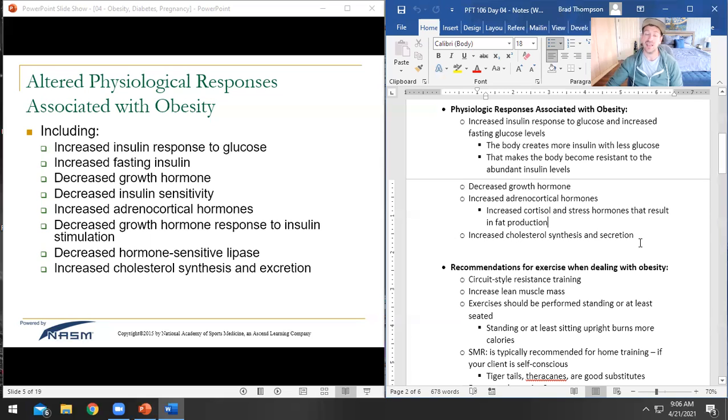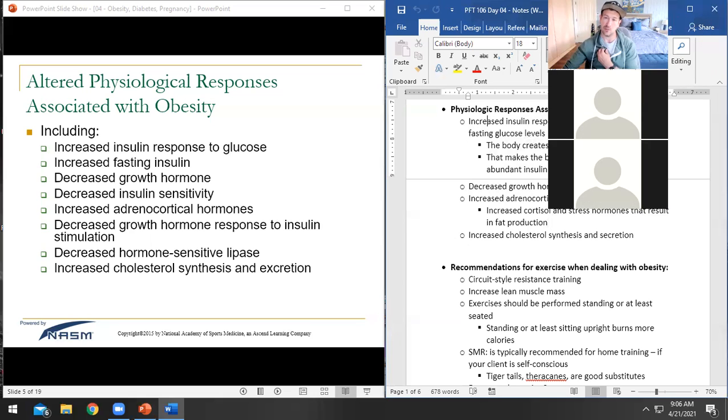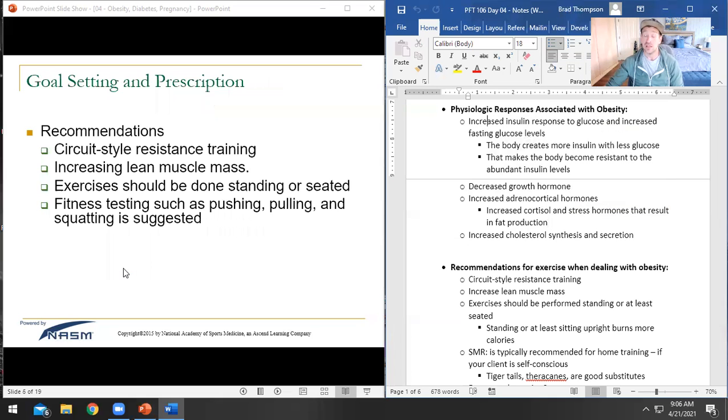And we also see increased cholesterol synthesis. Our cells will actually make more cholesterol, which will passively sit in our bloodstream and is much more likely to clog up our arteries. So a lot of really, really negative stuff here associated with obesity, right? It has very negative effects on all of these different aspects of our life. So it makes sense that we are trying to manage this as best as possible.